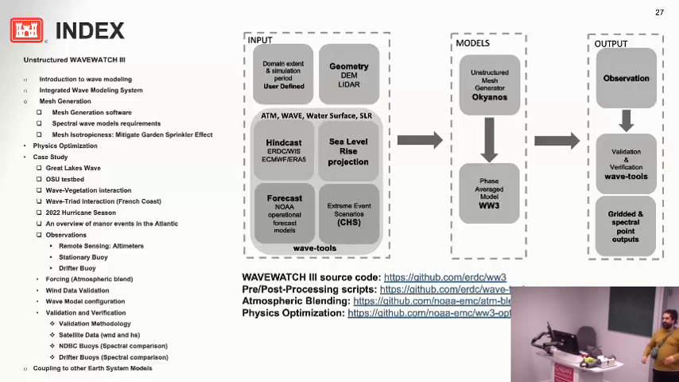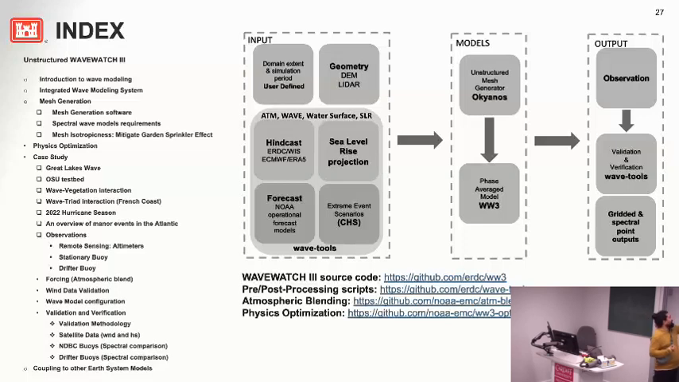Everything is open source because US taxpayers paid for that. So the WaveWatch source code is located in our GitHub repo. We have pre- and post-processing scripts which do the pre-processing for data preparation. We blend different atmospheric forcing. The blender is there, and we can also optimize the physical parameters in the model. All of them are on GitHub.